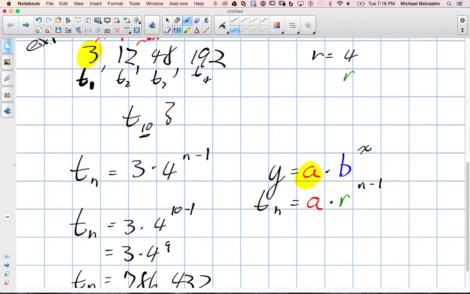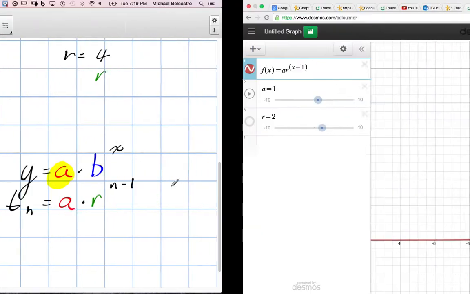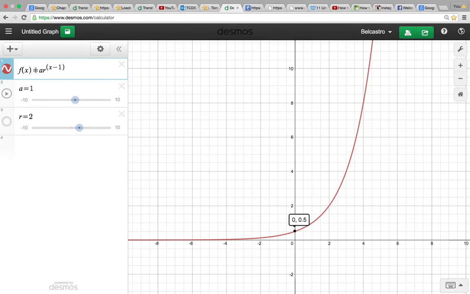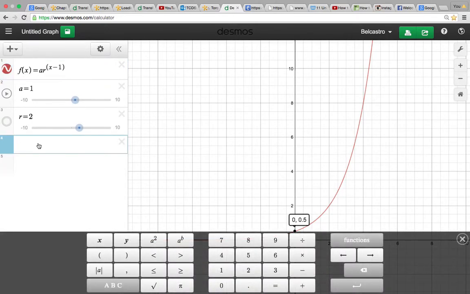The reason is the very first term we talk about is T1, usually in a geometric sequence. But with an exponential function, usually the first term, or the x value, can start at a value of 0. So let's show you this idea on a graph. We'll use the example of the equation we found. Here's their formula, and we'll use the same thing: y is equal to a times b to the power of x.